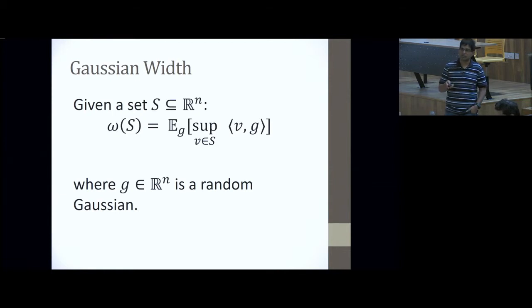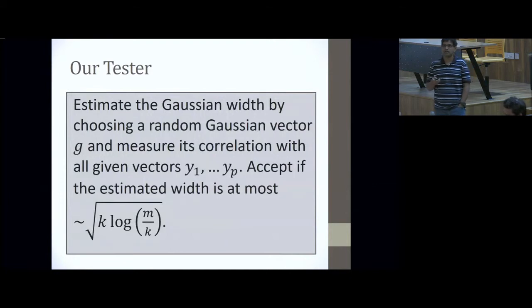So the tester is the following. You estimate the Gaussian width of the set of vectors y1 through yp, by choosing a few random Gaussian vectors G and measuring their correlation with the given vectors y1 through yp. So the sketch matrix consists of just random Gaussian vectors, and you accept if this width is sufficiently small, namely square root of k log m over k. Here m again is the size of the dictionary, the number of columns in the dictionary matrix.